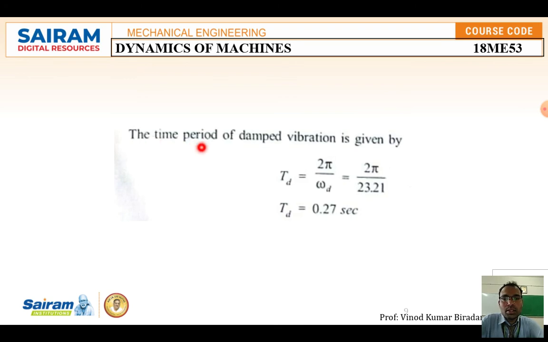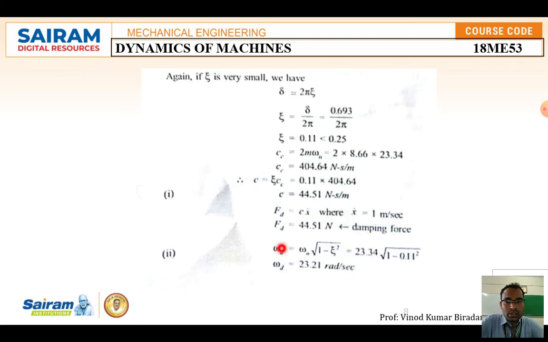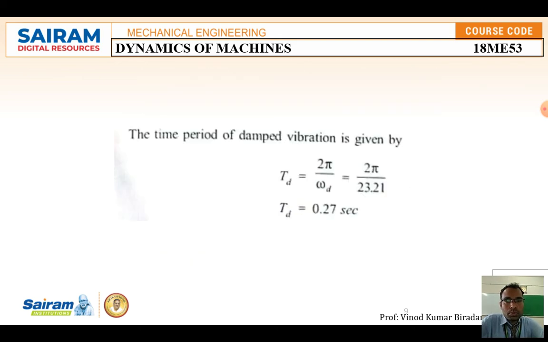Once you know the damped angular frequency, go forward. The time period of the damped vibration is given by Td is equal to 2 pi by omega d. Substitute this omega d value, 23.21. If you substitute here, you get the damped time period is equal to 0.27 second.